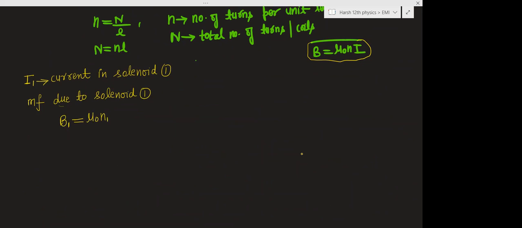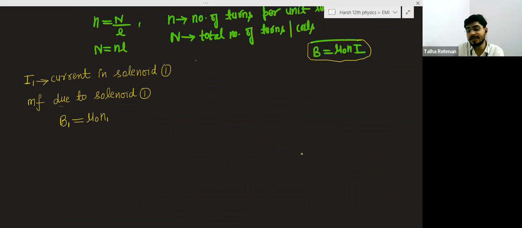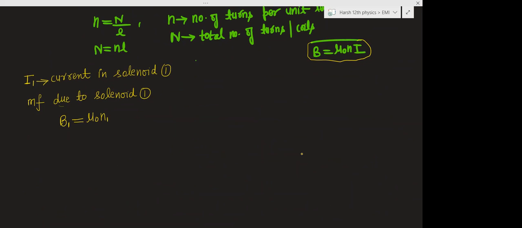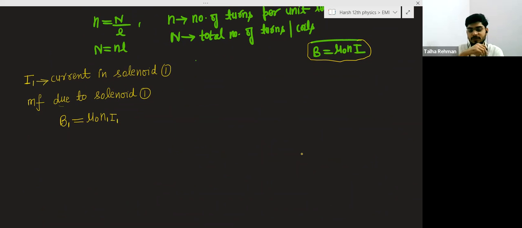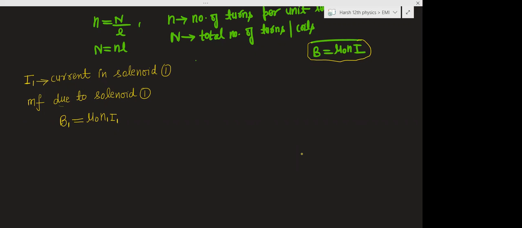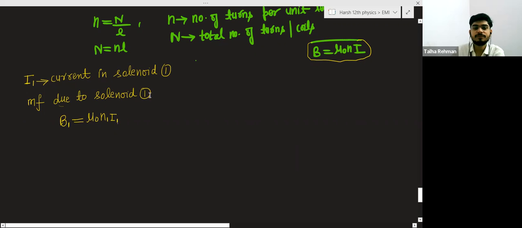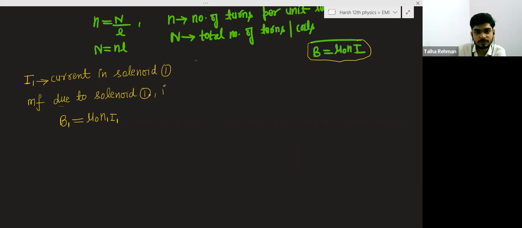We will take n1, because we are taking the magnetic field for solenoid number 1. Okay, mu naught n1 I1. So this will be the magnetic field due to the solenoid 1, and this magnetic field is inside the solenoid. So you can write magnetic field due to the solenoid 1, and write here inside.